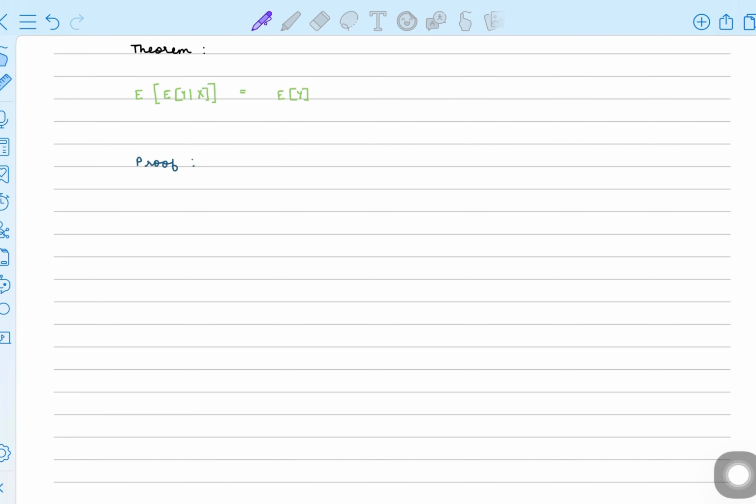Let's now look at an important theorem. The theorem states that the expectation of the random variable y given the random variable x is equal to the expectation of the random variable y itself. This is called the law of total expectation.